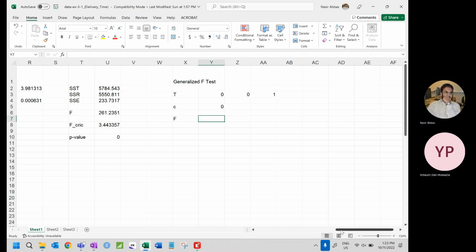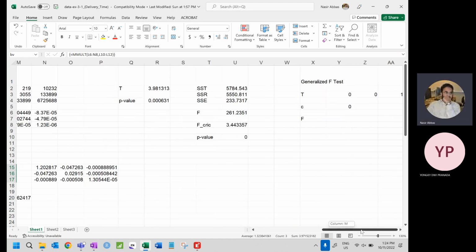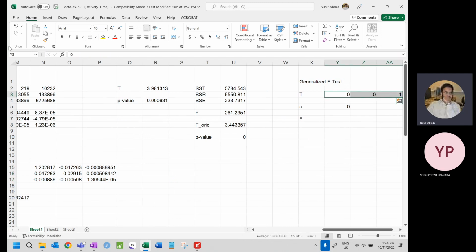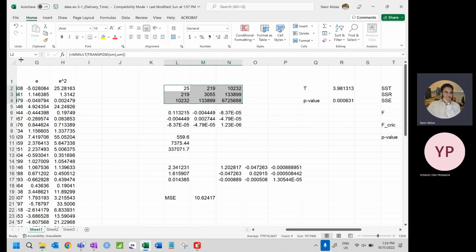Do I have the betas? Beta hat vector, where is it? Here it is, I think. This is the beta hat vector. So let me call it B vector. Okay, to make it easier, let me call this the T matrix, and let me call this the C vector. What else am I going to use? X transpose X. So let me call this thing X transpose X.